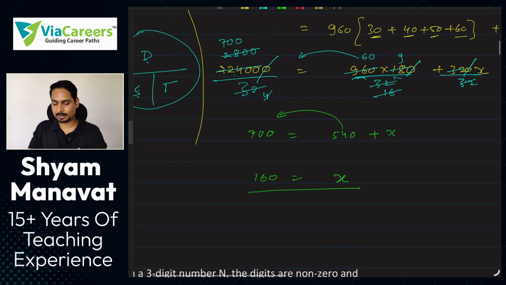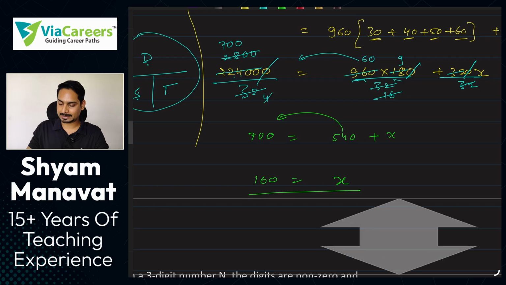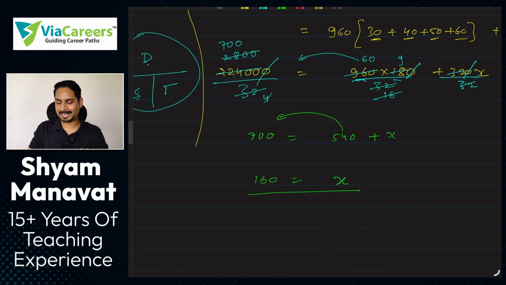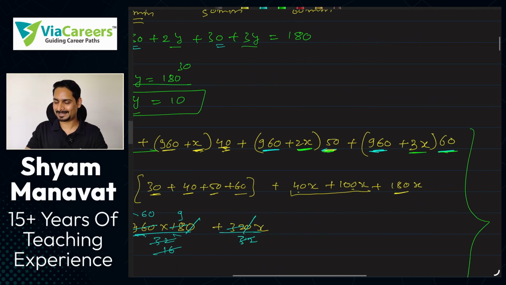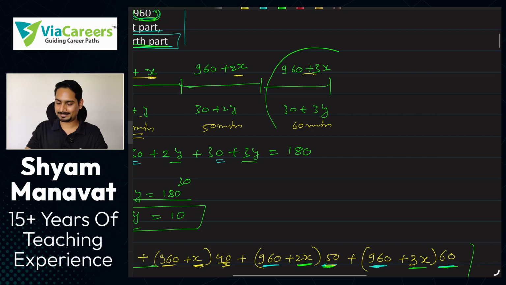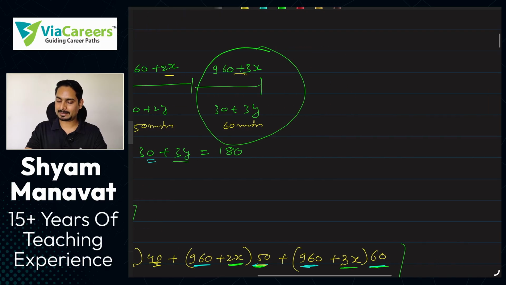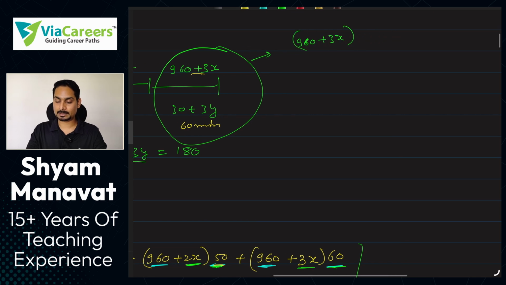Now question said what? Find the total distance. No. Find the distance traveled in the fourth part. Fourth part. Here, this is fourth part. अब fourth part का speed is 960 plus 3x. Distance, time is 60 minutes. Here, we got 60 minutes. Okay, this is meter per minute and this is in minutes.